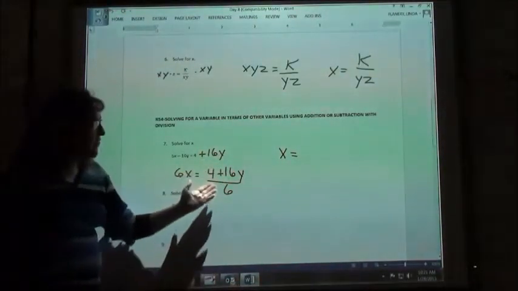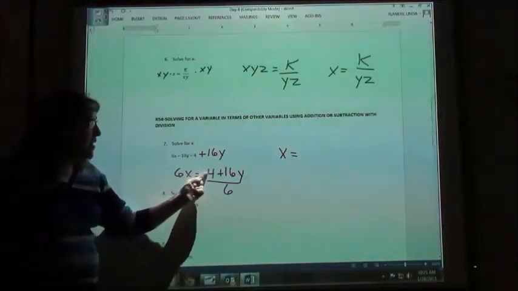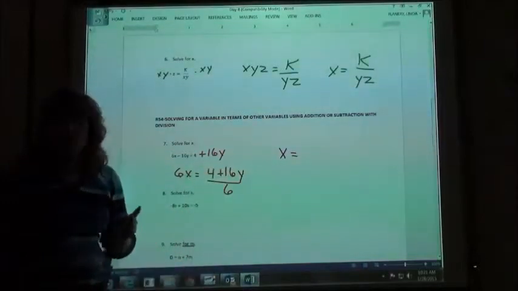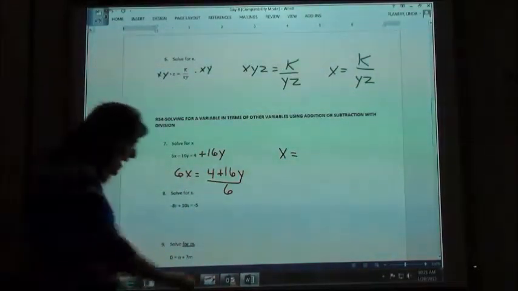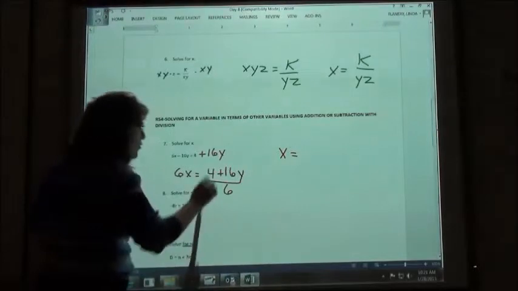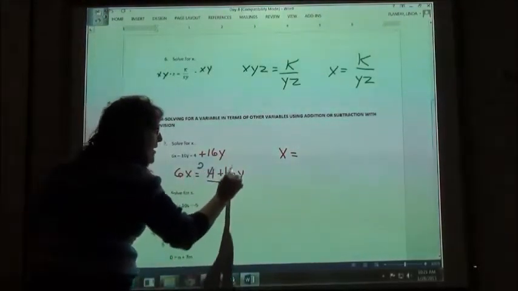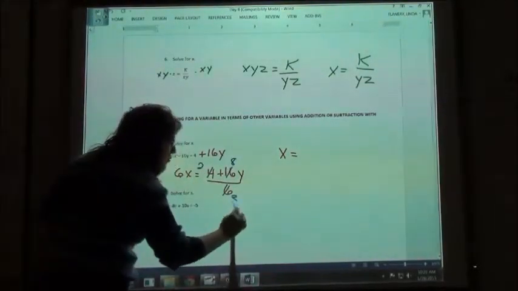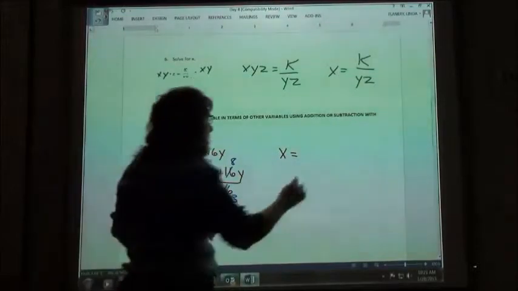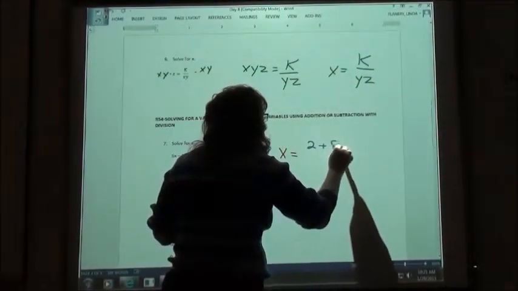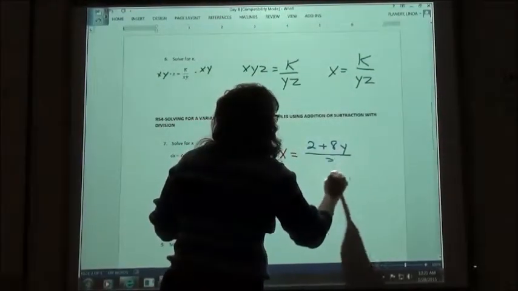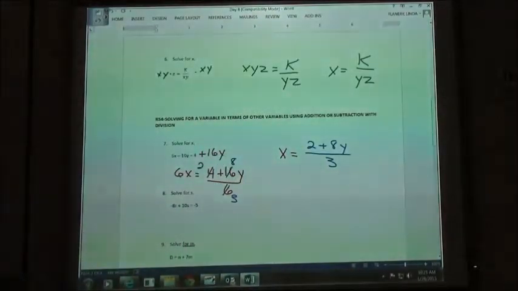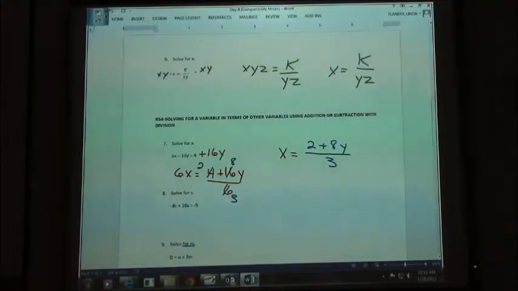In this case, if I would want to simplify it, because all three of these are divisible by 2, I could reduce things down. I could say 2 goes in here twice, into here 8 times, and into here 3 times. And so I'm going to have 2 plus 8y all over 3. You could simplify it into two fractions and have 2/3 plus 8/3 y. Also, it would be the same answer. I usually just leave the one big fraction.